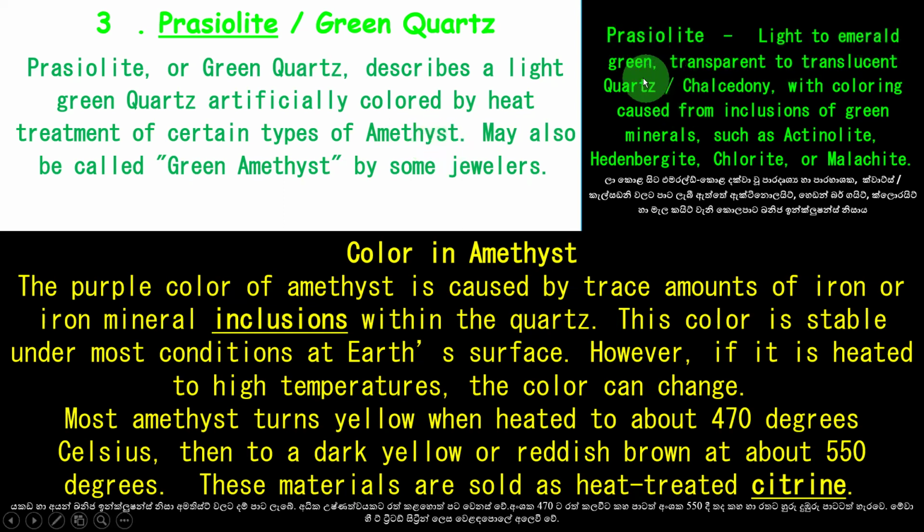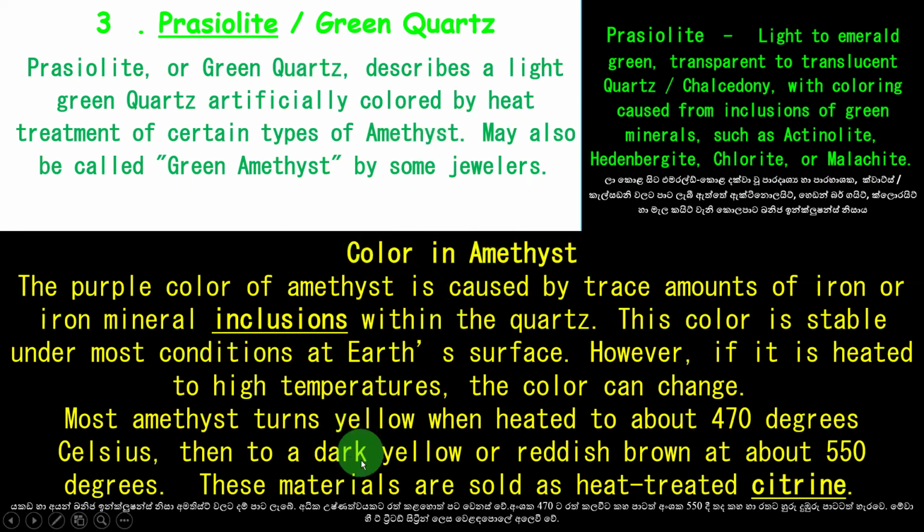Preciolite, light to emerald green. Color is light to emerald green, transparent to translucent. Quartz or chalcedony with coloring caused from inclusions of green minerals such as actinolite, edinburghite, chlorite, and malachite. All are transparent to translucent.